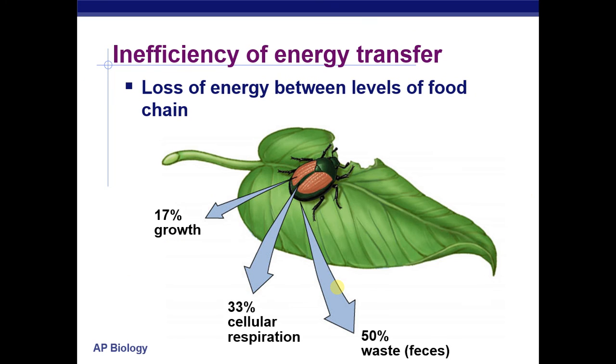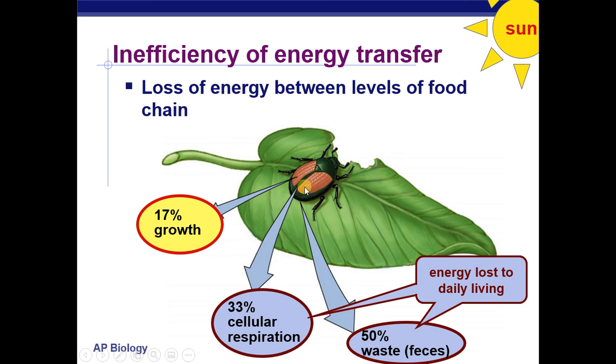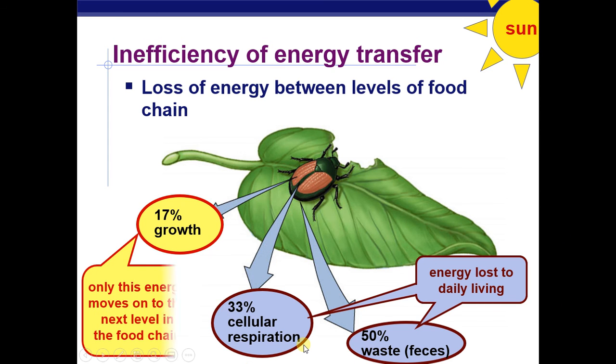There's the sun. Now, we talked about how energy is not efficiently transferred from one level to the other. There's a loss of energy between levels of the food chain. Look at it. Of all the energy that this bug gets from eating this leaf, about 50% goes to waste, isn't utilized at all, and about a third of it is used in cellular respiration. Only about 17% goes into actual growth of this beetle. So that's very inefficient. This is all of that energy that's being lost at each level of the trophic diagram.